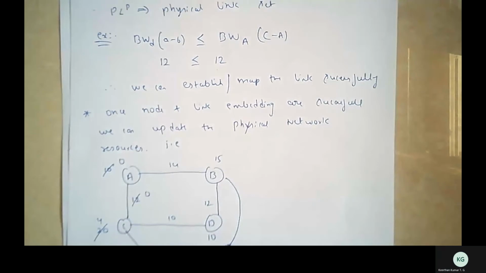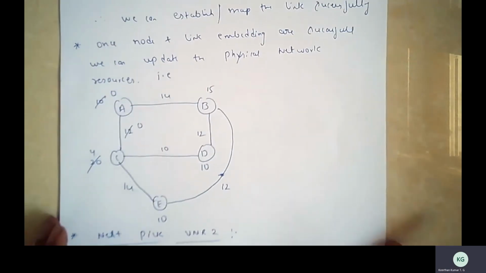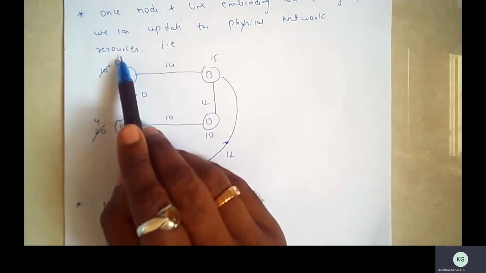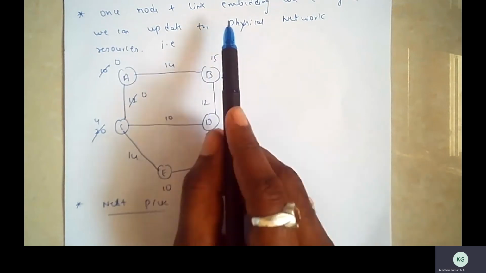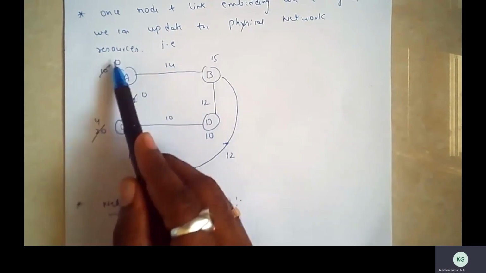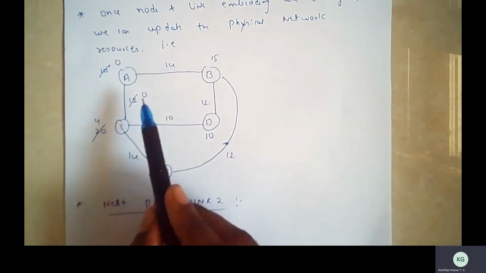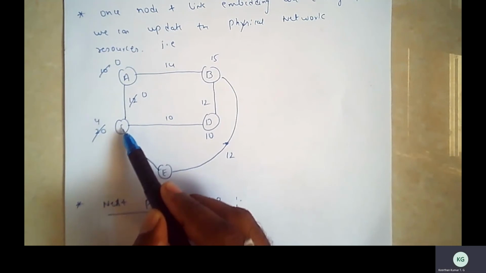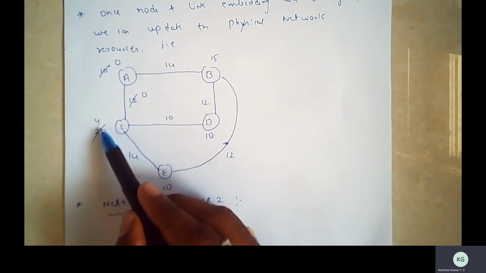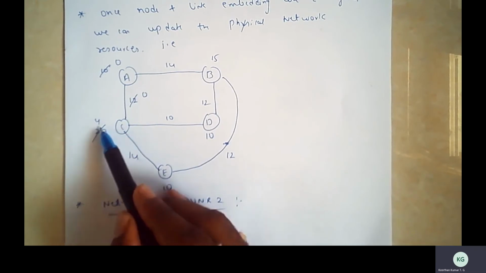Finally, after doing the link embedding successfully, we need to update the physical network resources. Once both the embeddings, node and link, are successful, this is the physical network with the updated available demand. See here, on top of capital C, I placed small a, that is the small a VM, which has a demand of 16 units. So it will become 20 minus 16, that is 4, meaning the available CRB at C is 4 now.